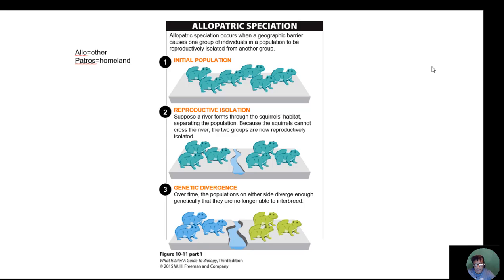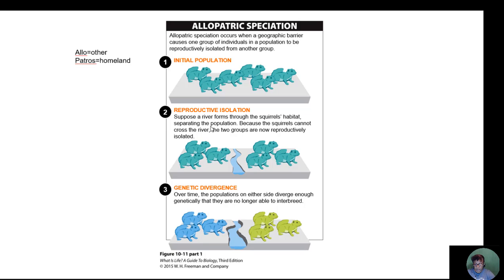All right, so we're looking at how you actually get a completely different species. How does this happen? So allopatric speciation occurs when a geographic barrier causes one group of individuals in a population to be reproductively isolated from another group. So here we have our initial population in step 1, and then we have this reproductive isolation.